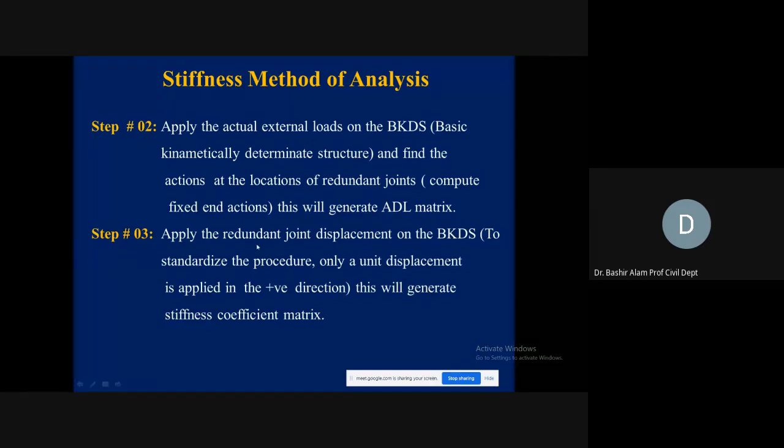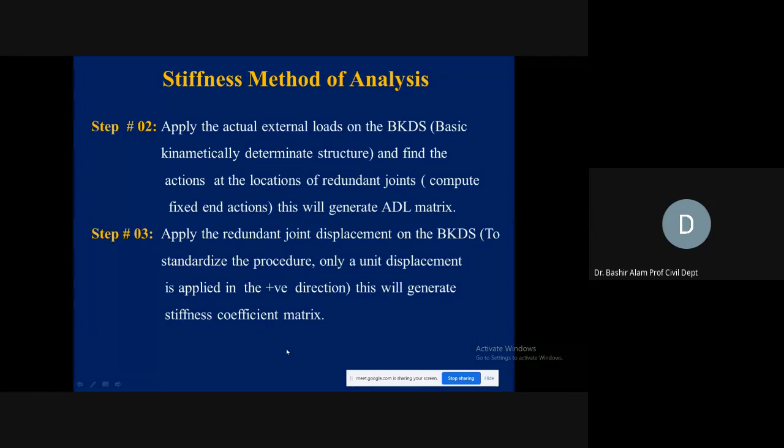So we apply the redundant joint displacement on the basic kinematic determinate structure. To standardize the procedure, only a unit displacement is applied in the positive direction. This will generate the stiffness coefficient matrix.